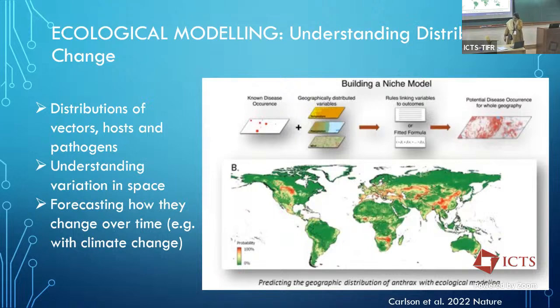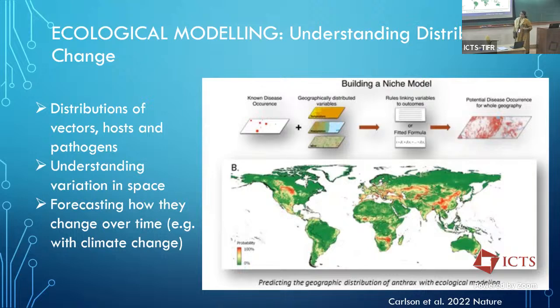Yeah, so niche models allow you to look at distributions of, in a disease ecology context, vectors, hosts, and pathogens, and understand how that varies across space. And also with climate change, now there are layers available through WorldClim and so on, which predict future climate scenarios. So you can bring those in to project how a disease or pathogen might shift over time under future scenarios. So it doesn't have to be just climate. It can be land use change. It can be anything, right? So it's a very powerful tool.